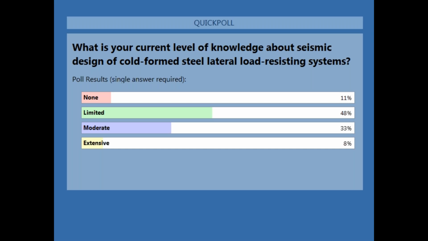Hopefully you can all see the results. About 11% of you said that you don't have any experience or knowledge about seismic design of cold form steel lateral load resisting systems. 48% of you said limited, 33% of you said moderate, and 8% of you said extensive. The nice thing is I think you're going to find that we will be providing relevant information in this webinar for all of you, regardless of your experience level.